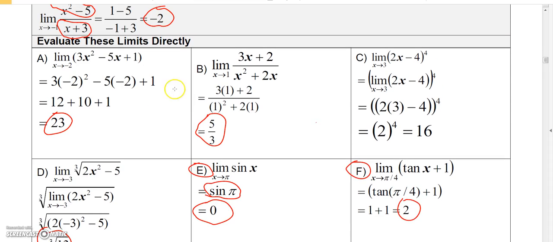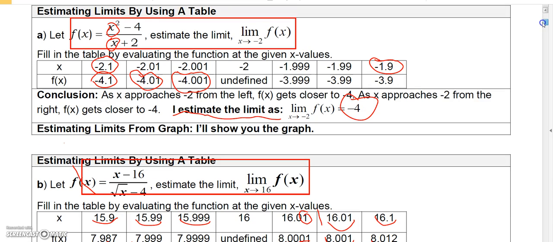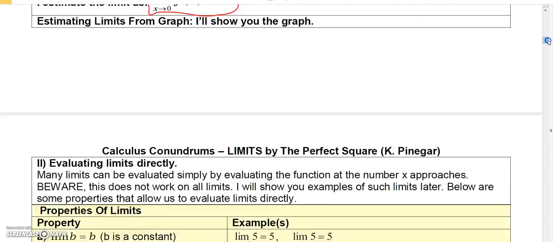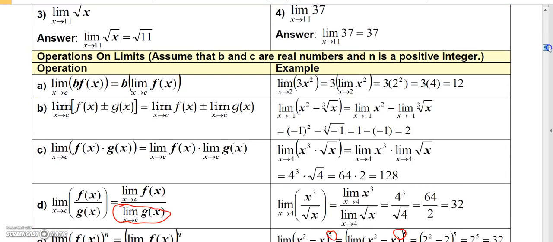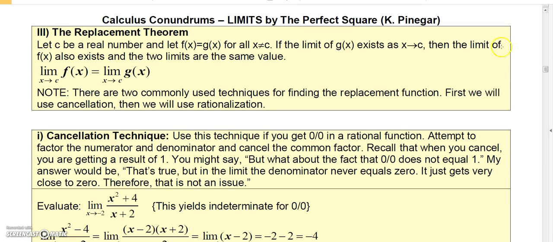Okay, so if you go back and think about the limits that I had in the first couple of examples, remember this, I could not evaluate the limit of this function as x approaches -2 because I got 0 over 0, and I couldn't evaluate the limit of this function as x approaches 16, again because I got 0 over 0. So we're going to have to find some way to replace these functions with something else, and that something else is actually going to come from the replacement theorem. So I'll talk about the replacement theorem in the next video.